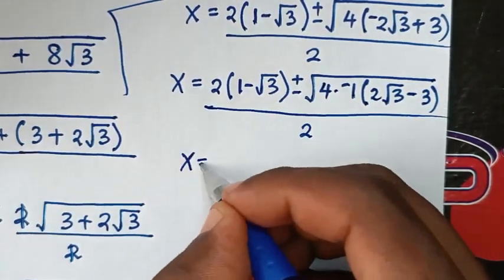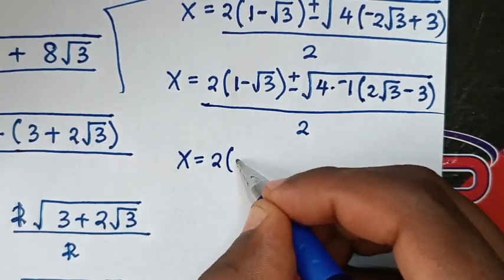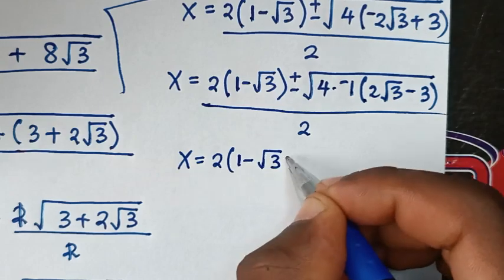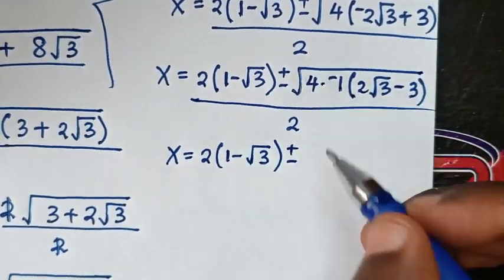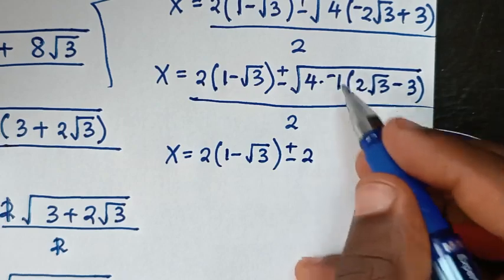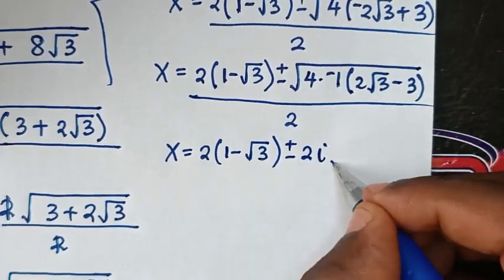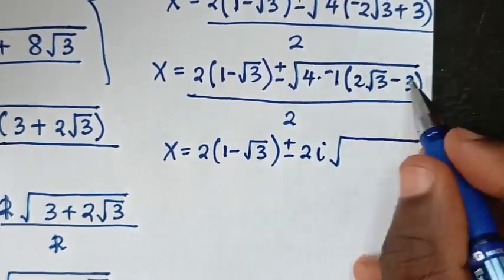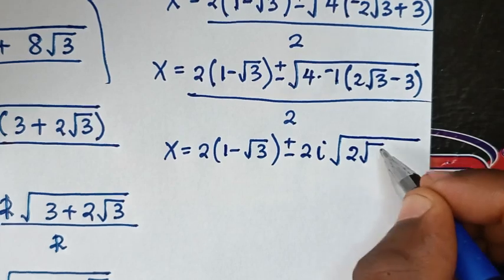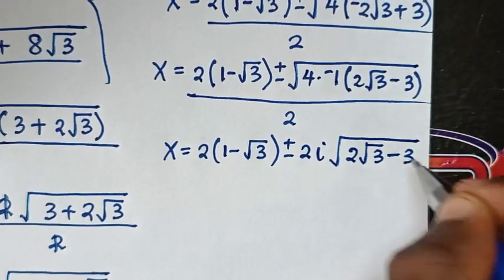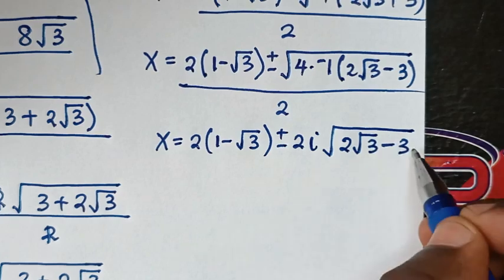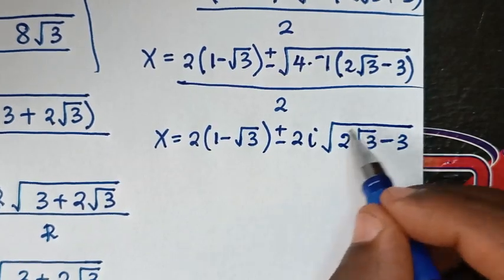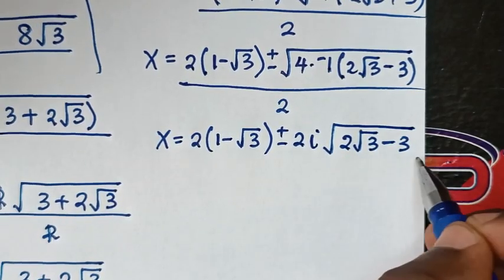Then it will be x is equal to 2 bracket 1 minus square root of 3 bracket plus or minus square root of 4, it is 2, square root of negative 1, it is i, then square root of this here, which is 2 square root of 3 minus 3, whereas this it is positive because this here it is greater than 3. 2 times square root of 3 minus 3, it is positive.